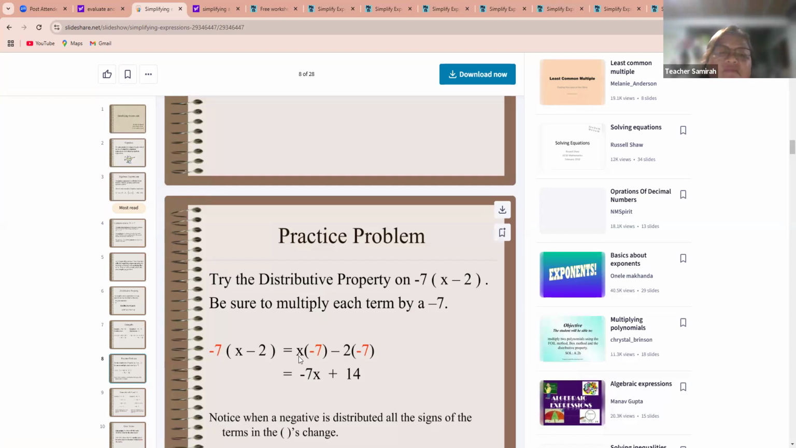So this will become the final answer. Look at this. The first term is negative 7x and the second term is 14. If I inspect carefully, I can see that the first term has a variable x, while the second term doesn't have a variable x.